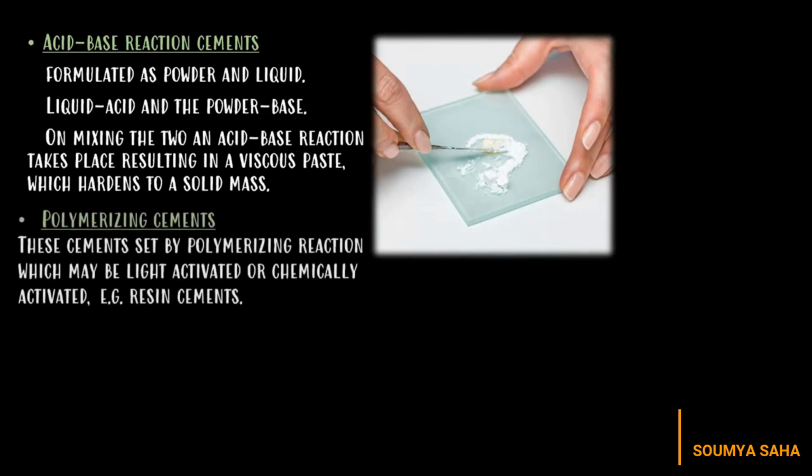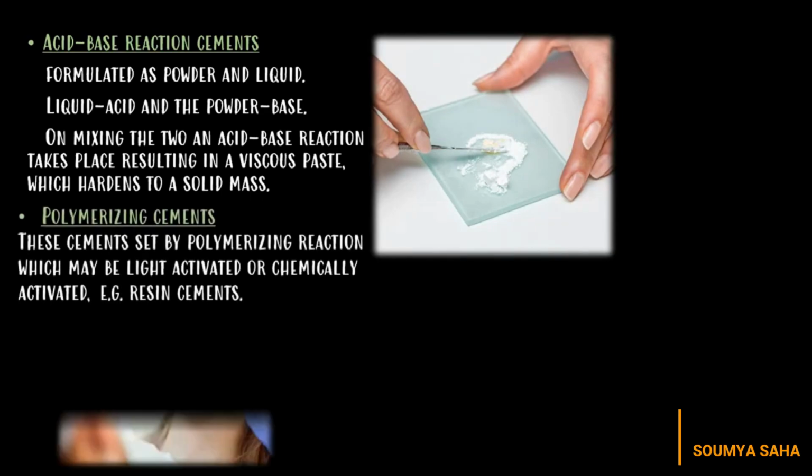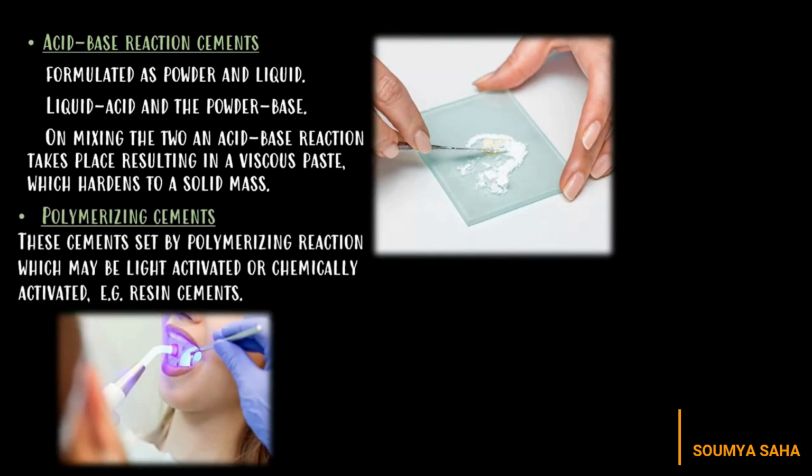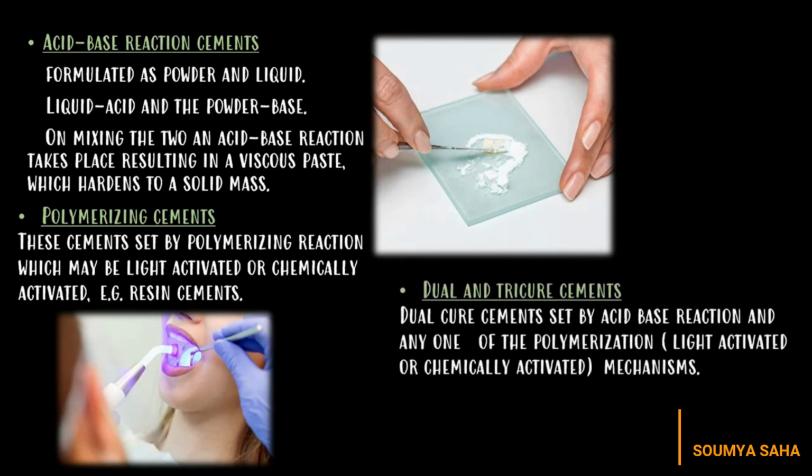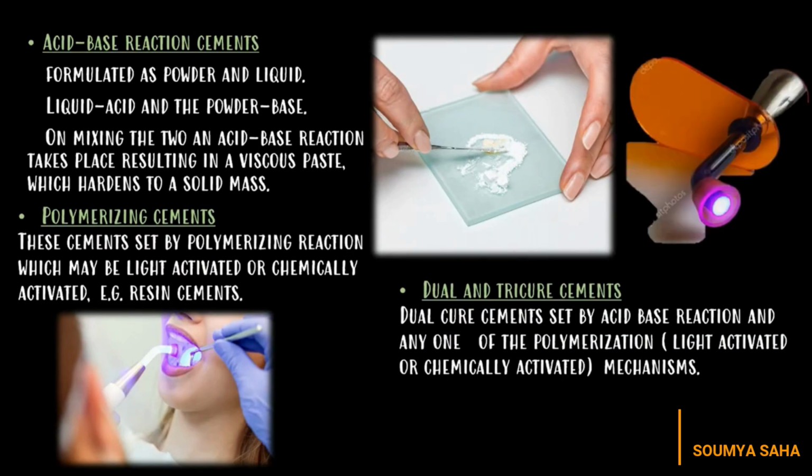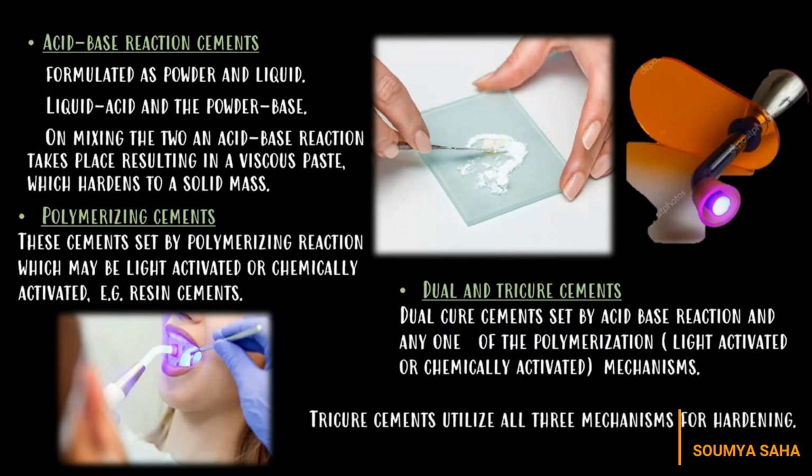Polymerizing cements. These cements set by polymerizing reaction, which may be light activated or chemically activated. The examples are the resin cements. Dual and the tri-cure cements. Dual-cure cements set by acid-base reaction and any one of the polymerization, which is the light activated or the chemically activated mechanisms. Tri-cure cements utilize all three mechanisms for hardening.